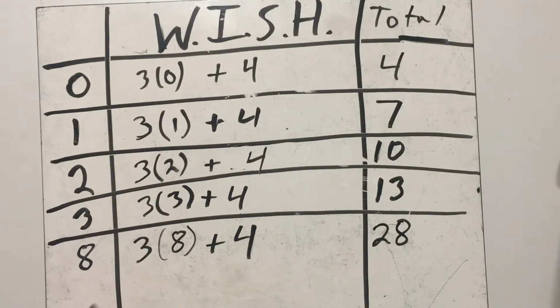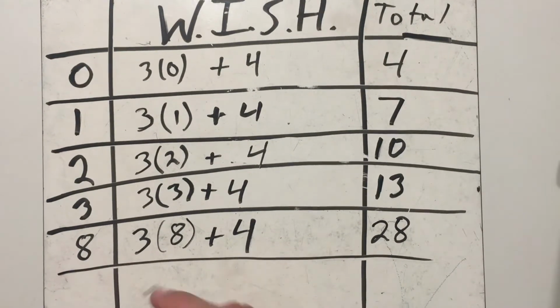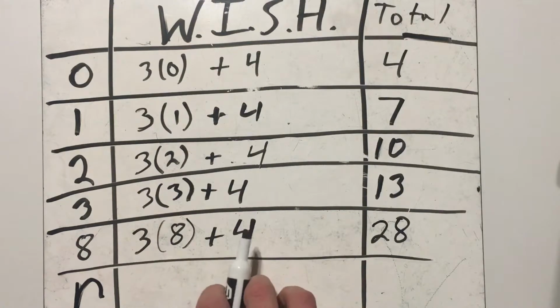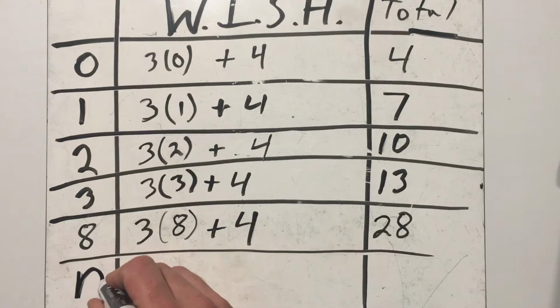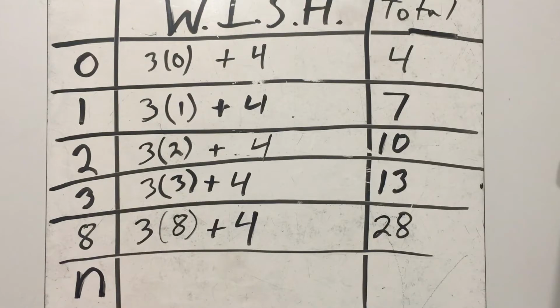Pretty cool. But now here's where math gets really cool. What if I said I wanted to know the expression for any number? Now, there's a really cool math term for this, and it's not too complicated. Any number. Well, what does number start with? It starts with an N. So we call this the nth term. Looks kind of like an R. Let me see if I can fix that. There you go. So if I look at this pattern now, I know that's not a number, and that may be scary, but it represents all the numbers.